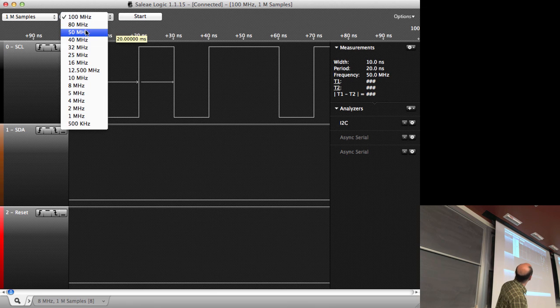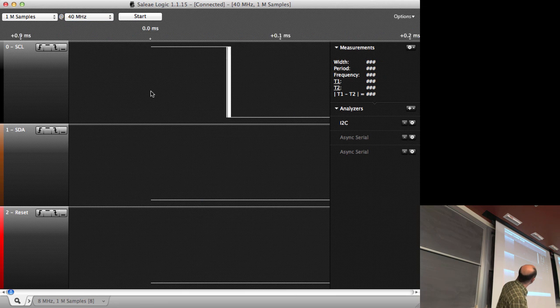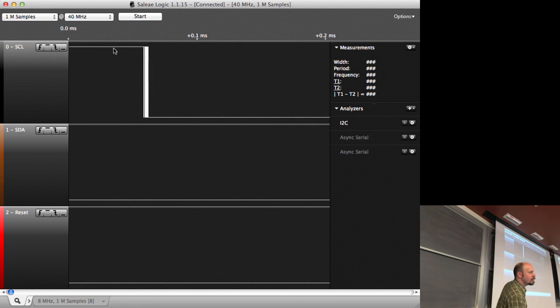Well, let's go back to this one. 40 megahertz. So we have a period where it's high, and a period where it becomes low. Now from this, you could actually calculate how different the two clocks are from my Saleae logic analyzer and this device here. Why?